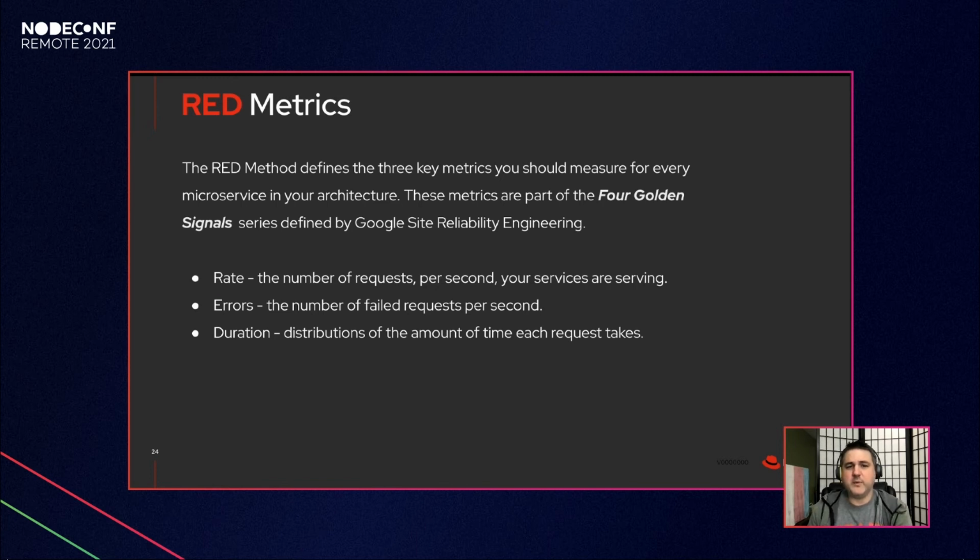So basically, a couple of years back, Google published a book based on their experience about what metrics help them maintain their huge infrastructure. These metrics are rate, the number of requests per second your services are serving, errors, the number of failed requests per second, and duration, distributions of the amount of time each request takes. So just by monitoring only these 3 key metrics, you can deduce a lot about how your application performs in general.